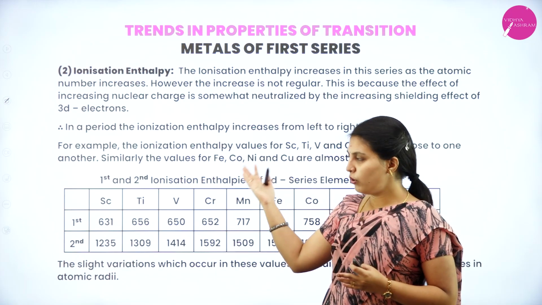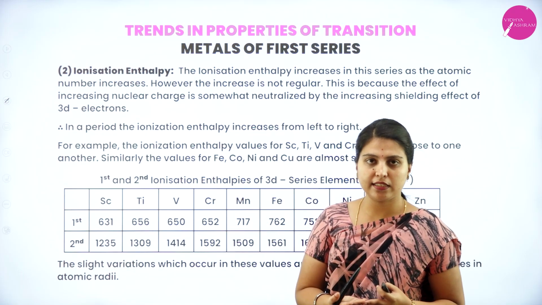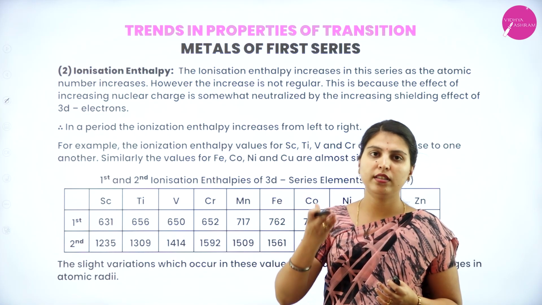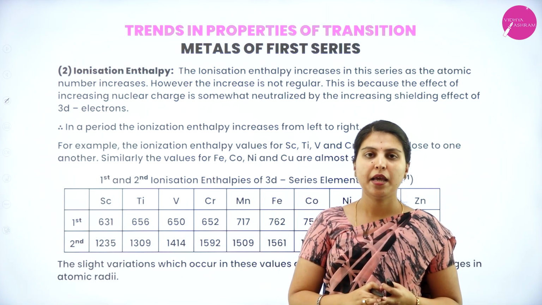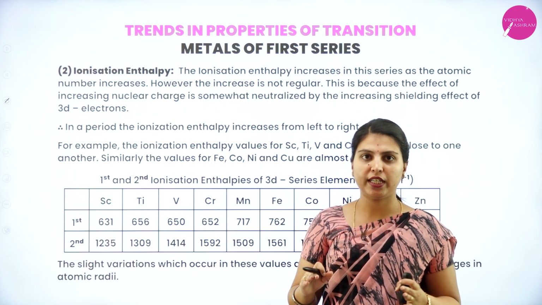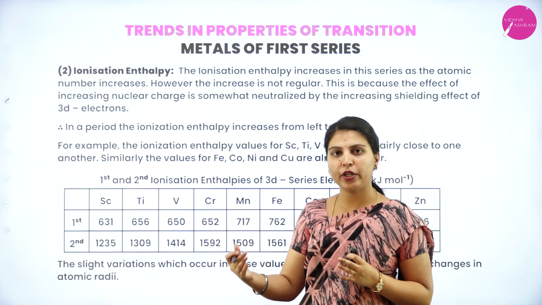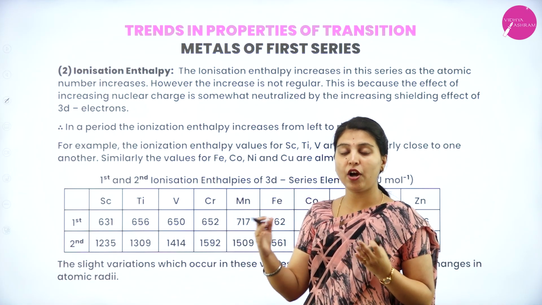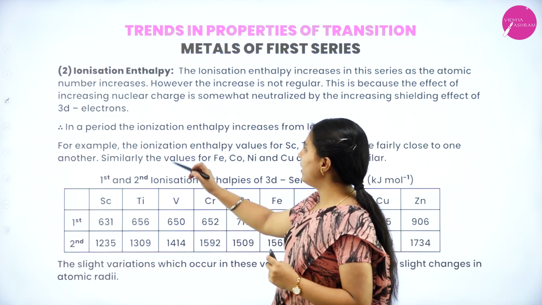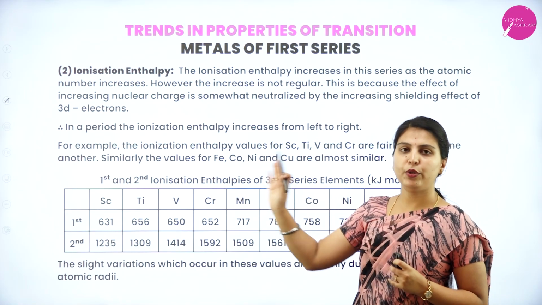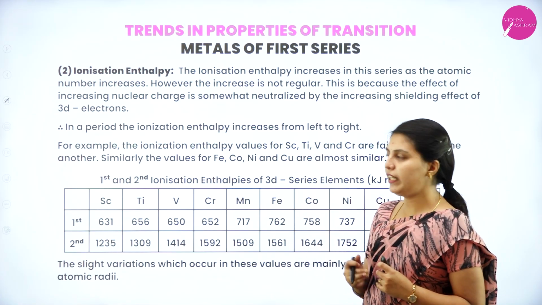After some time, nuclear charge will increase, and at the same time the shielding effect of the 3d electrons will also increase, so it gets neutralized. So the increase in atomic number will not show a regular increase in ionization enthalpy after some time. In a period, the ionization enthalpy increases from left to right.